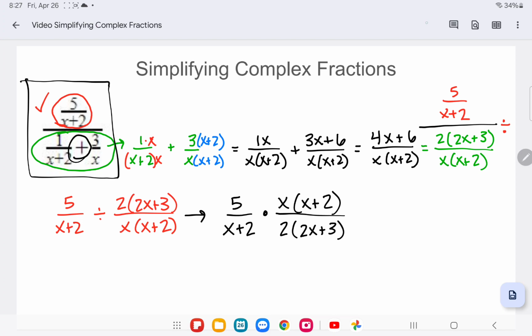And then it becomes a multiplication problem where we can check to see if anything cancels out. So I have an x plus 2 in the denominator, an x plus 2 in the numerator. Those two things cancel. So now what's left is a 5x in the numerator, a 2 and a 2x plus 3 in the denominator. Nothing else cancels out. That is my final answer.